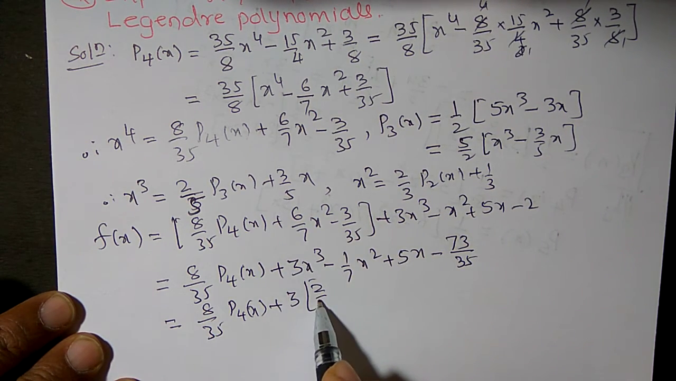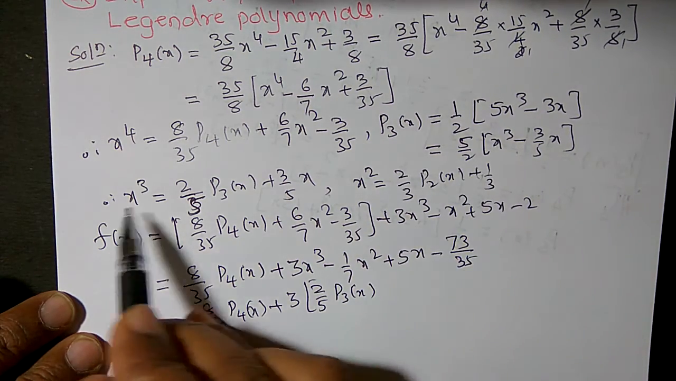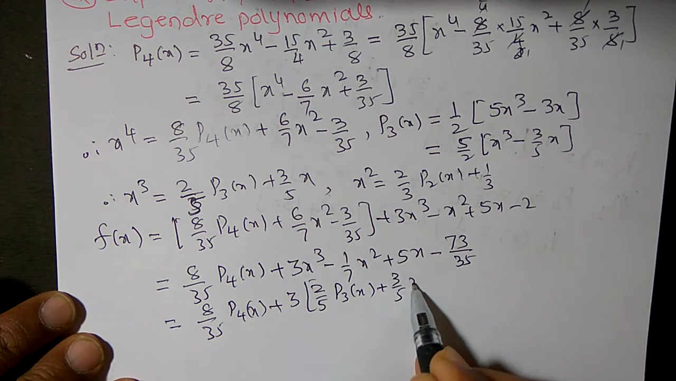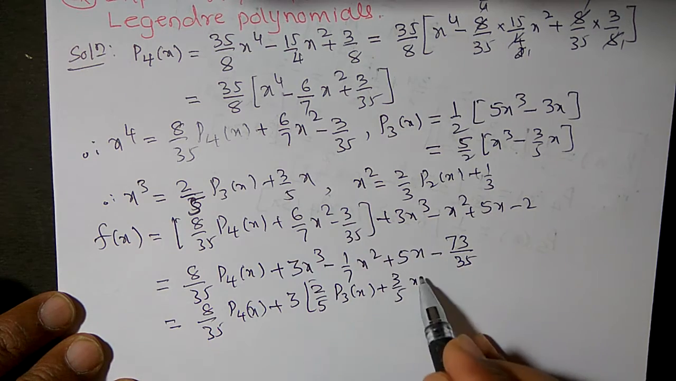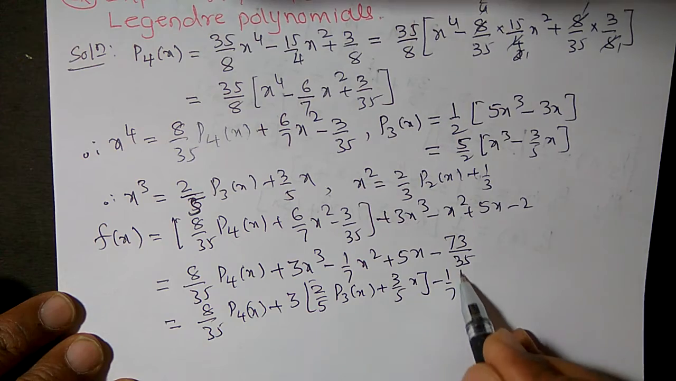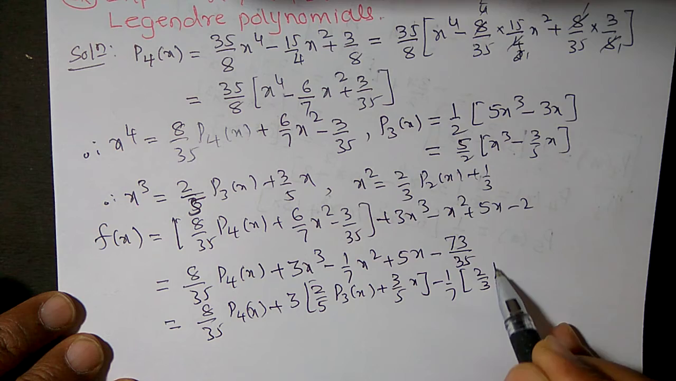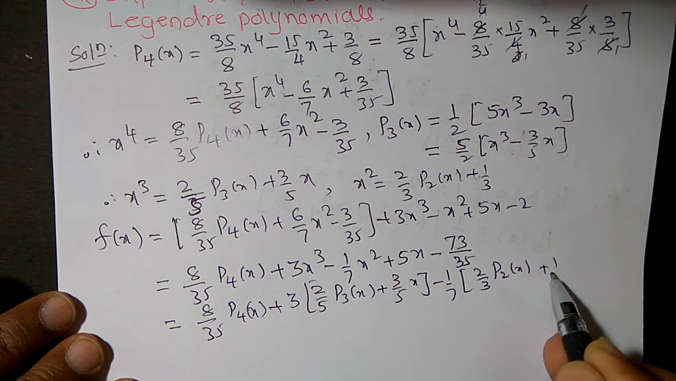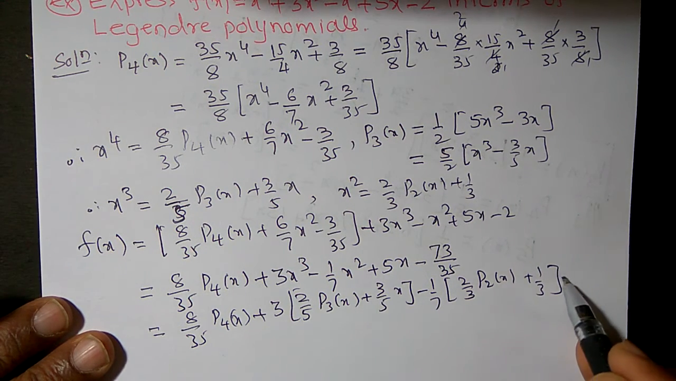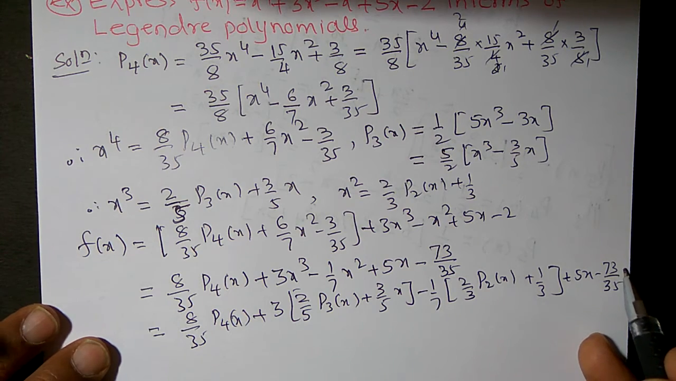What is the value of x^3? x^3 is equal to 2/5 P3(x), right, plus 3/5 times x, okay, minus 1/7 times x^2. So I know the value of x^2. I can substitute 2/3 P2(x) + 1/3, right, plus other terms. Other terms means 5 times x - 73/35.